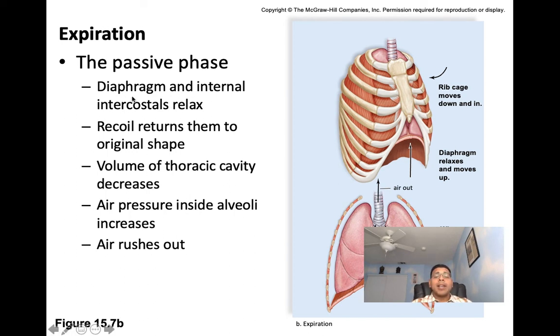So here we can see the diaphragm and the external intercostals will relax. Recoiling returns them to the original shape. And then we'll see the volume of the thoracic cavity decreases. And then air pressure inside the alveoli is going to increase, causing air to rush out. Expiration can become an active process when breathing is deeper and or more rapid. So here we can appreciate expiration.